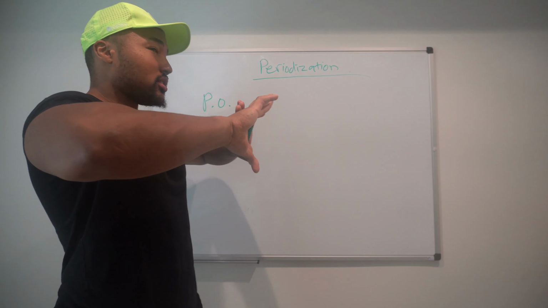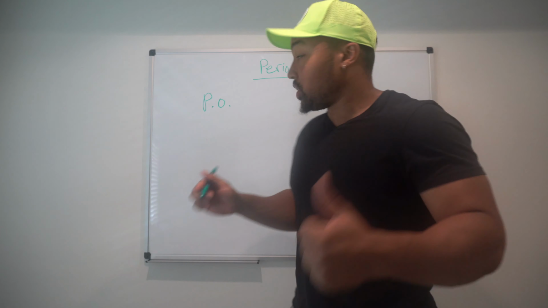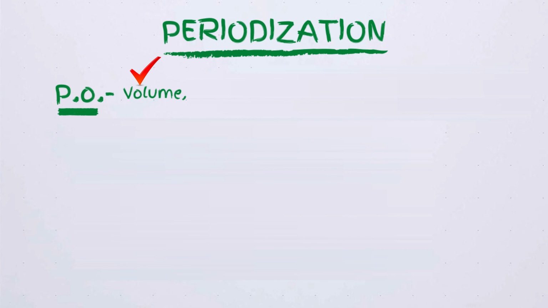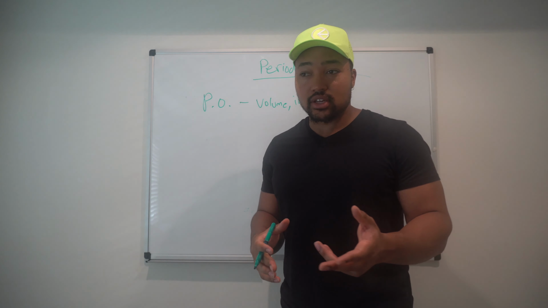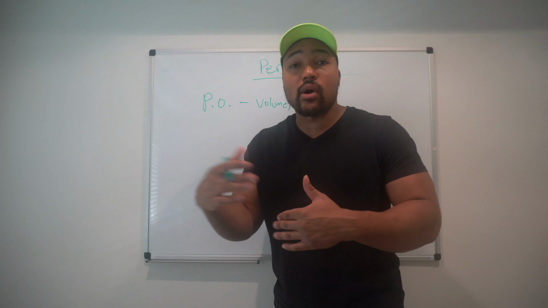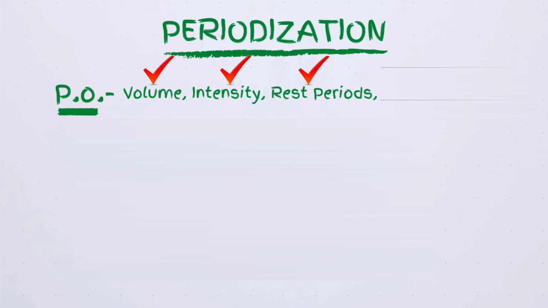And there's a couple different ways that we can progressively overload. We can do it with volume. We could do it with intensity. So intensity in this context means load, okay? That doesn't mean how hard we're working out, it means how heavy, okay? We could do it with rest periods, and we could do it with tempos, okay? And also even frequency, like how many times we're hitting a body part within a certain week, okay?